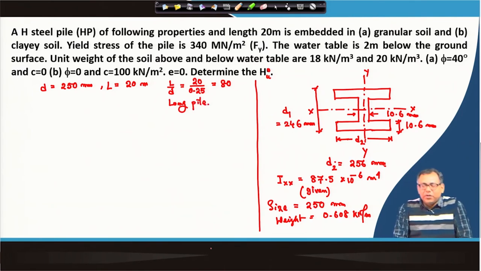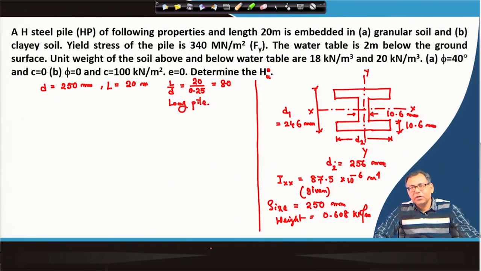We have to calculate the yield moment, because as I mentioned during my derivation, for a long pile the ultimate load carrying capacity primarily depends on the yield moment of the pile. So, that yield moment we have to determine. We have written all the known values. In the next class, from these known values, I will determine the yield moment, because it is a long pile, and based on that yield moment I will determine the value of H_u for different cases, granular soil as well as clay soil, and I will use both the approaches, Broms' theory as well as the simplified approach. Thank you.